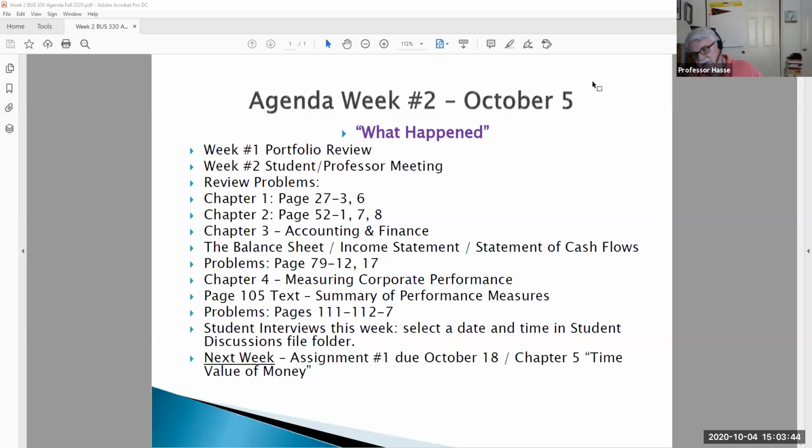So we have a lot of things on our plate this week. We're going to do a final look at chapters 1 and 2. Then we're going to look at chapter 3, accounting and finance, how finance and accounting work with the balance sheet, the income statement, and the statement of cash flows. Then we're going to take a look at chapter 4, measuring corporate performance, doing financial statement analysis. More specifically, concentrate on page 105 of your textbook. And then we're going to have our student interviews this week, each one of you, and leading into next week where we're talking about chapter 5, and next week you'll have your first assignment due on October 18th, and we'll distribute that in class next week. So that's where we stand.